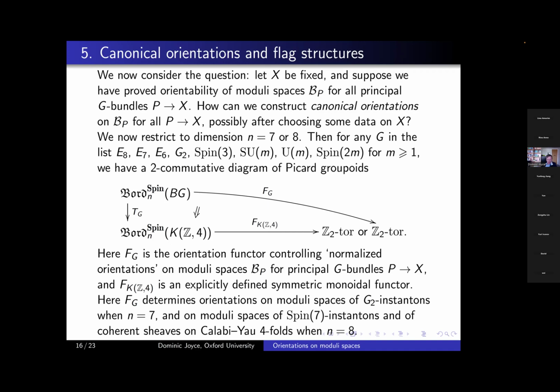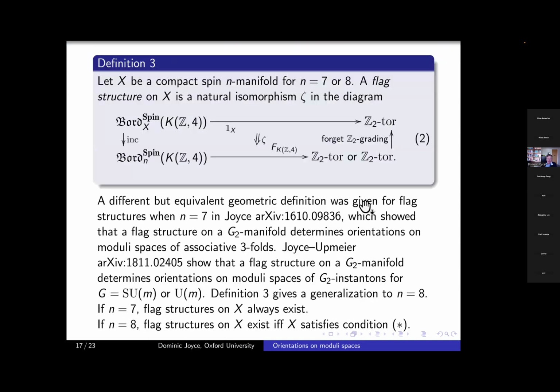Okay, so F_G determines orientations on moduli spaces of G2 instantons when n is 7, and on moduli spaces of spin 7 instantons and coherent sheaves on Calabi-Yau 4-folds when n equals 8. Okay, so let X be a compact spin n-manifold for n of 7 or 8. We're going to define a flag structure on X, the choice of natural isomorphism zeta in this diagram. So it's similar to the diagram we drew before for BG, but now with the KZ4s.